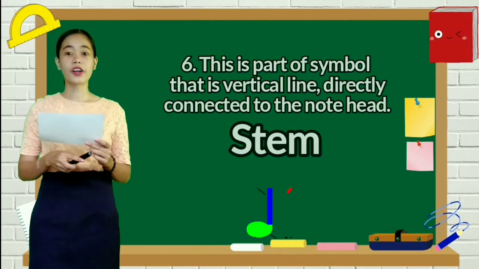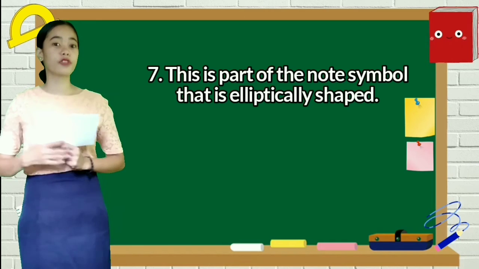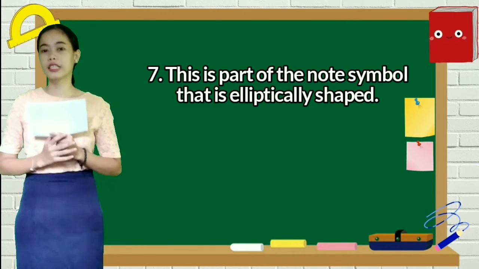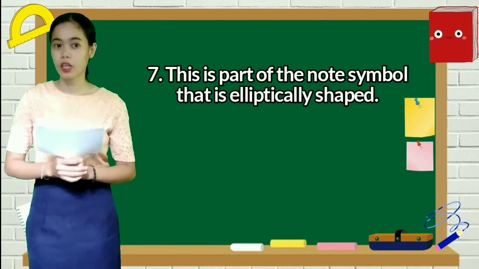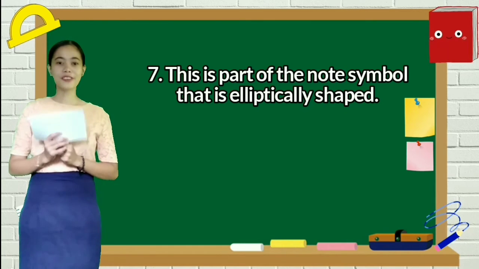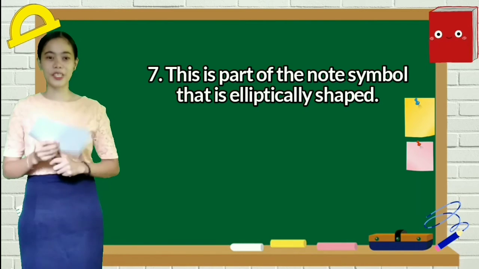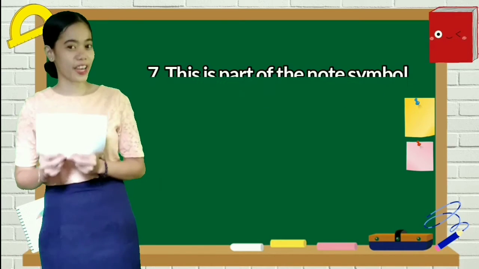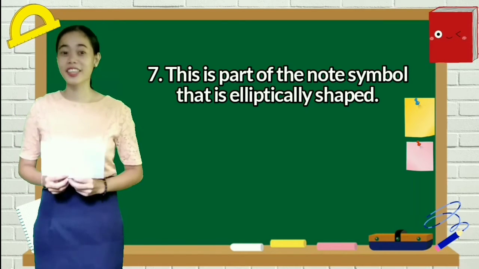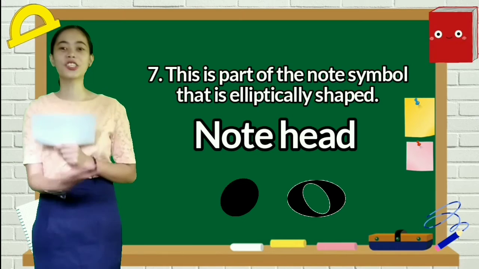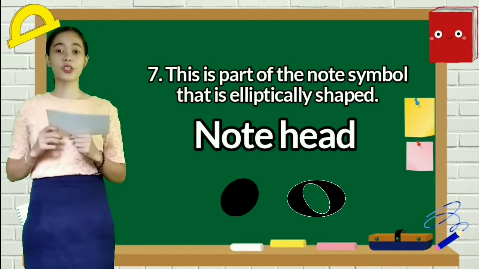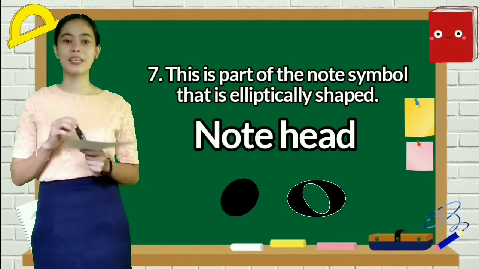Okay, for our next item, this is the part of the note symbol that is elliptically shaped. Draw your answers. Please raise your answers now. Is it correct? Very good. The answer is note head. All groups will receive 3 points.